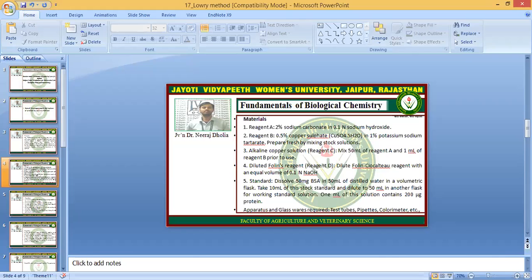Then the standard: dissolve 50 mg BSA in 50 ml of distilled water in a volumetric flask. Take 10 ml of this stock solution and dilute to 50 ml in another flask. So for the working standard solution, 1 ml of this solution contains 200 microgram of protein. The apparatus and glassware required are test tubes, pipettes, and the colorimeter.